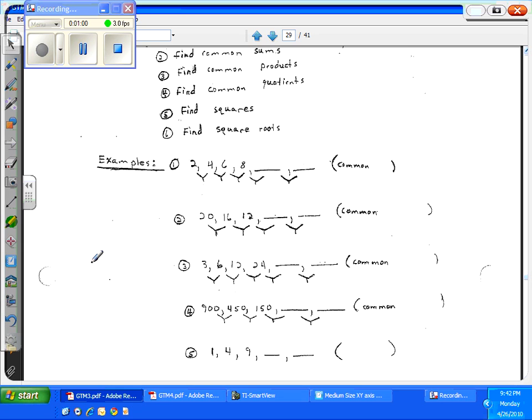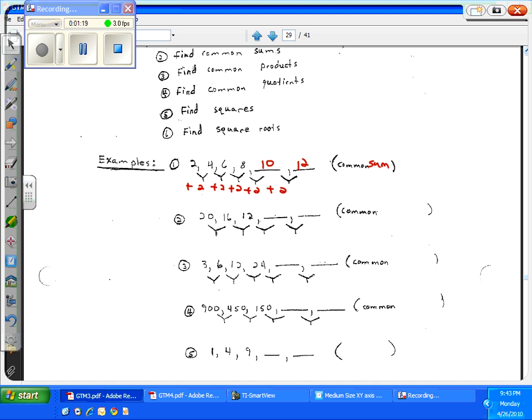So if we look at from 2 to 4, say, well, that's a plus 2, and from 4 to 6 is a plus 2, and from 6 to 8 is a plus 2. So if we did another plus 2, we'd get a 10, and another plus 2, we would get a 12, and so we saw a common sum.